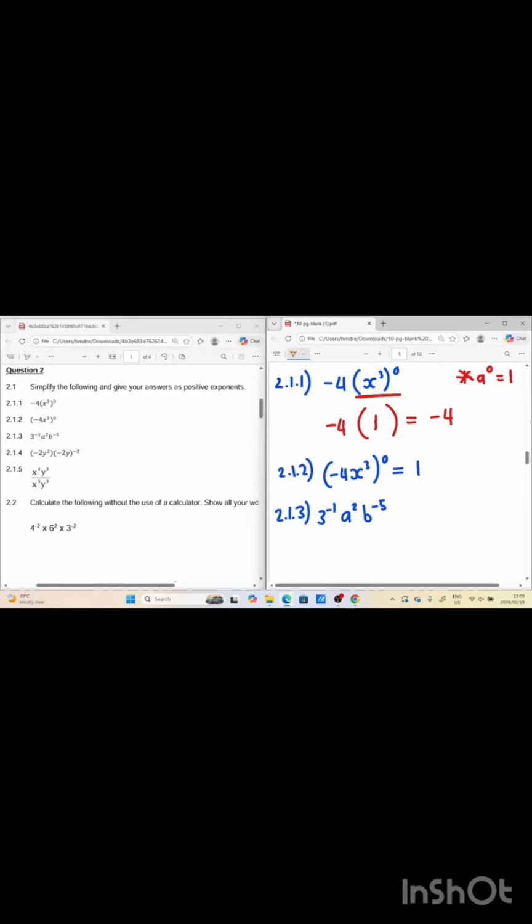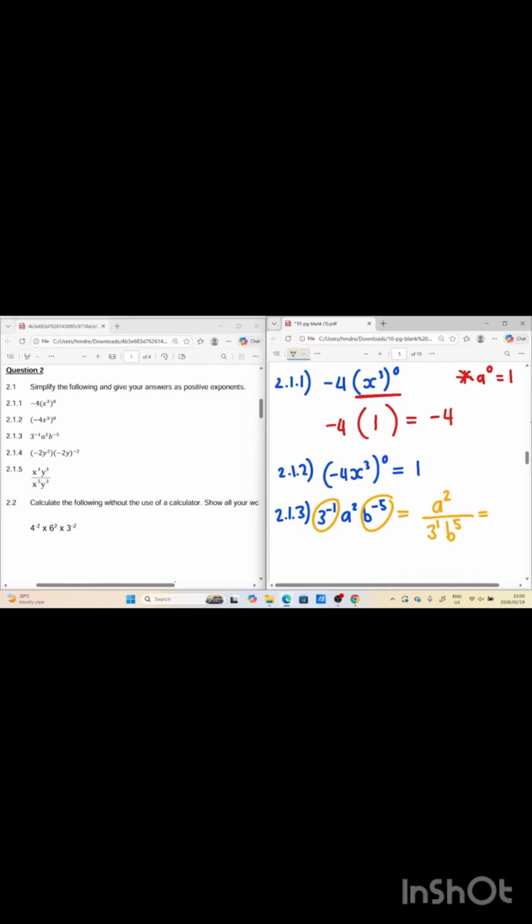What we can do is write it with positive exponents. So what they mean is this and this have negative exponents. We want them positive. So how we're going to write it is we keep the a squared at the top. If you want a positive exponent, you take these ones down. So it's going to be 3 to the minus 1. If you take it down, it's going to be 3 to the 1, b to the 5.